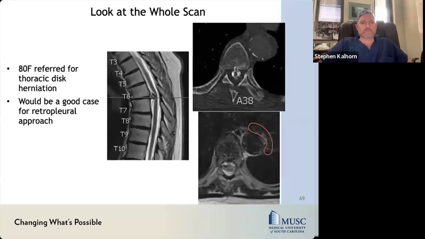Okay, so another little trick here. This is an 80-year-old who's referred with a pretty big thoracic disc herniation, symptomatic, and this is something I just teach our residents: look at the whole scan, because this lady had an aortic dissection or aneurysm, and just because of that, we went on the right side. That was a little bit of a nuanced case. And the right side's wide open. If you get into venous bleeding, it's harder to stop, obviously, than some arterial thing.